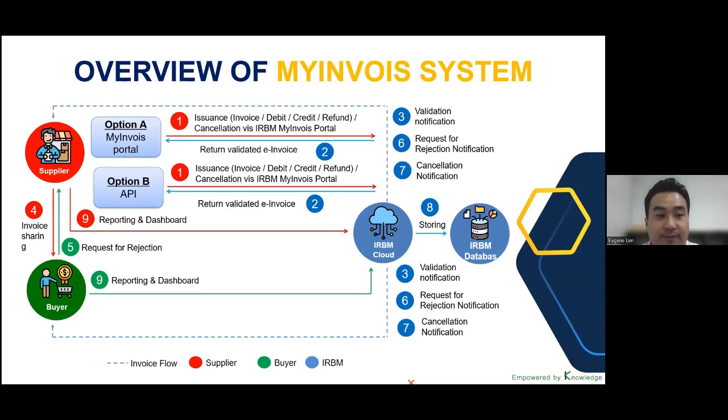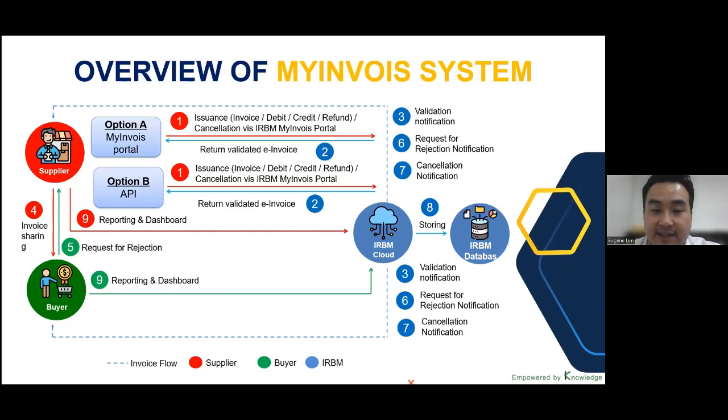In short, if you are using the MyInvoice portal, you issue the e-invoice, and the data goes to the IRB cloud. The IRB will return the validations on the e-invoice. At this time, the supplier and the buyer will receive notifications. So supplier, SME, you have to share the e-invoice QR code with your buyer, your customer, or your agents. Say that this is the e-invoice.